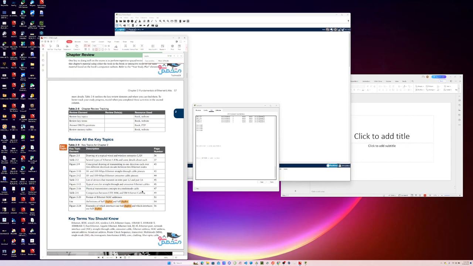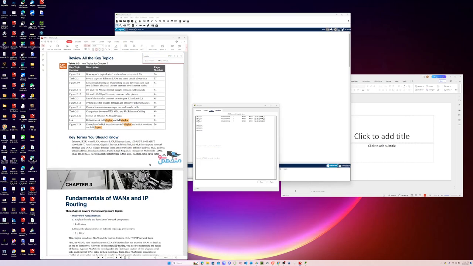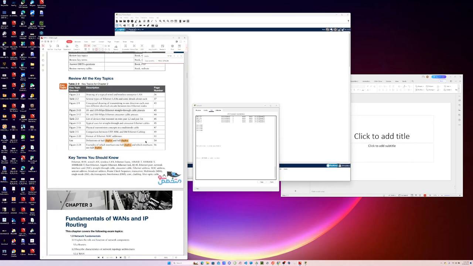Typical use for straight-through and crossover Ethernet cables. Physical transmission concepts in a multimode cable. Comparison between UTP, MM, and SM Ethernet cabling. Format of Ethernet MAC addresses. Definitions of half duplex and full duplex, examples of which interfaces use full duplex and which interfaces use half duplex.